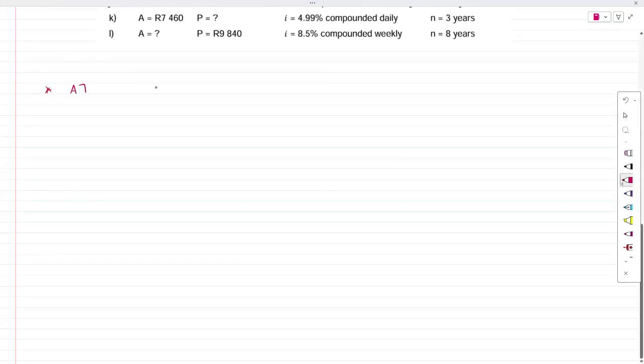Let's start with question A. For question A, we know all of the information. It's not like it's very difficult, but it also does take a bit of effort, right? So question A starts with saying, let's start by labeling A, P, I, N. A's value is 6,080.